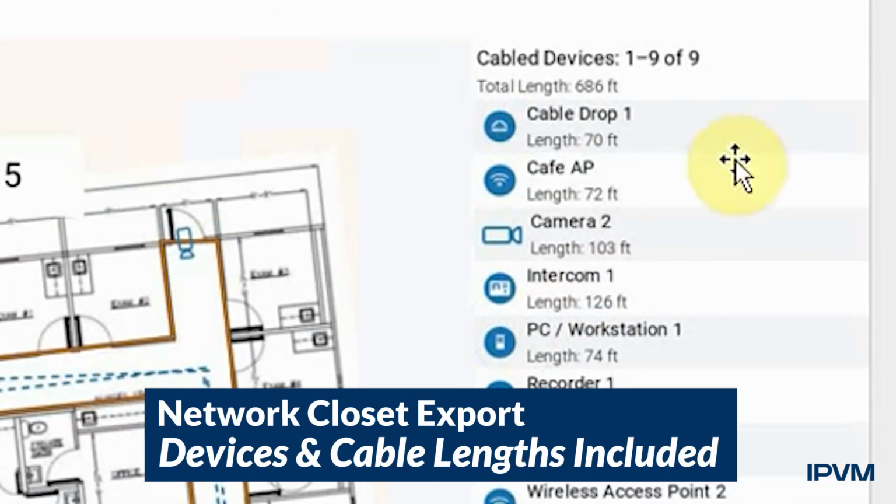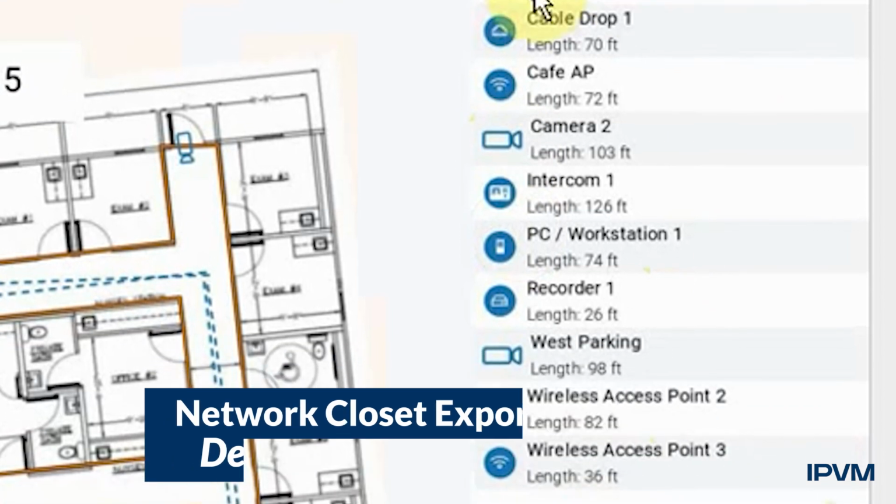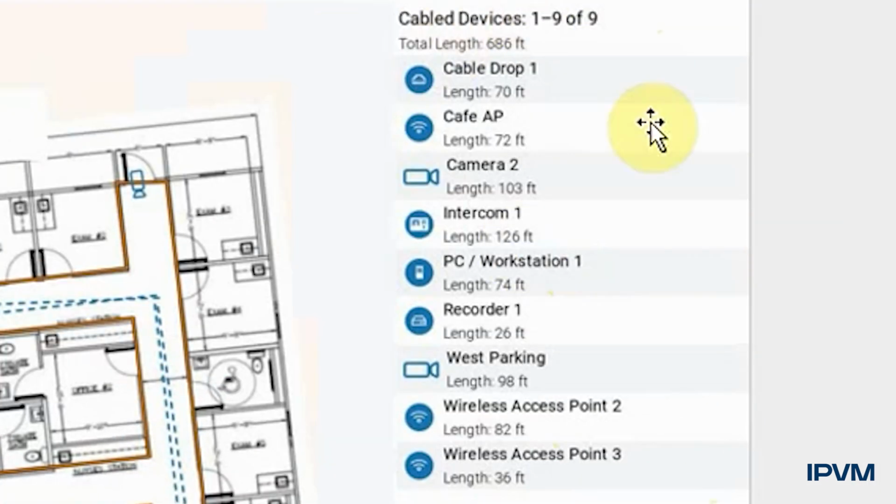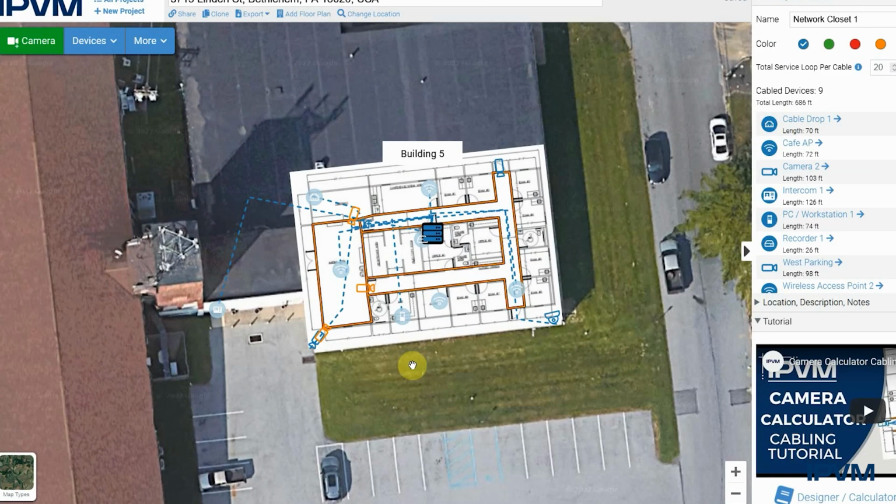So all the devices, their cable links, and total cable length per network closet are going to be on the final page of the export. So that is an overview of the IPVM Designer.